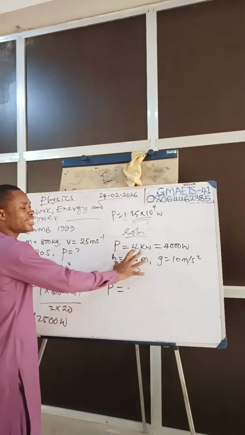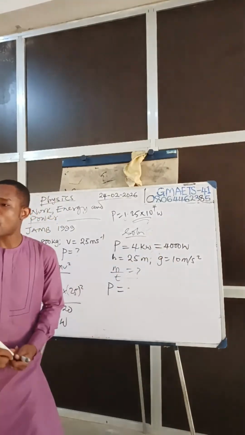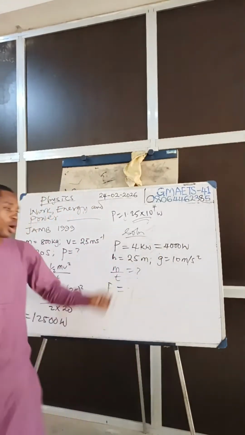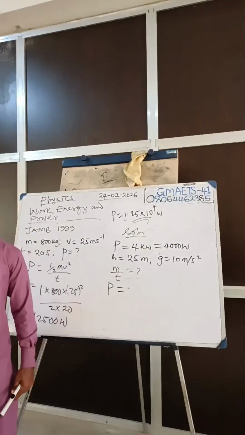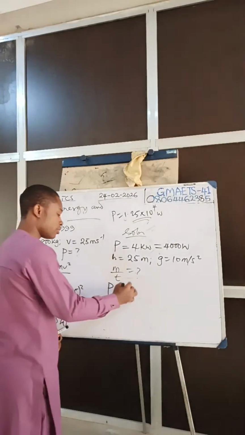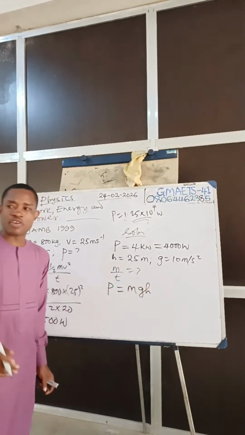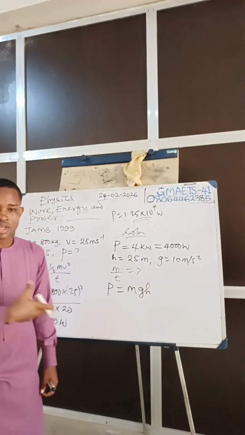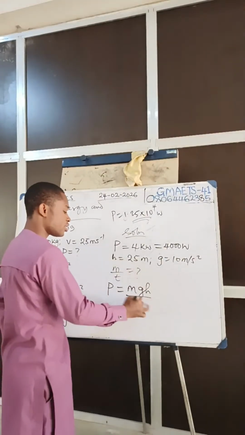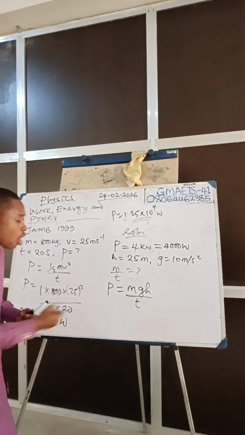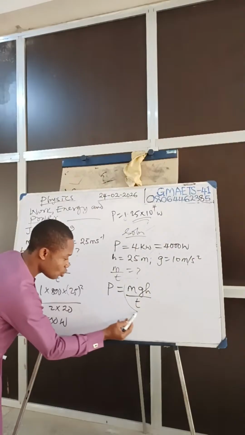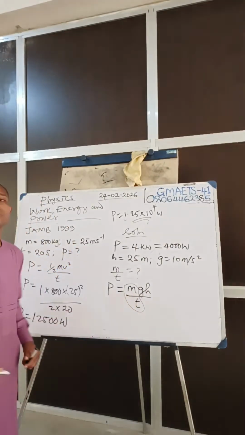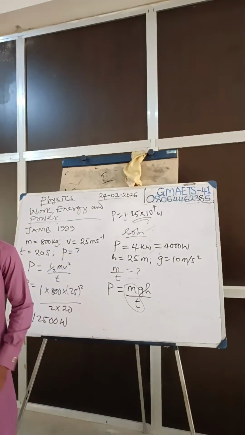Now, if you look at the data given to us, since power is work over time, energy over time, which work or energy formula are you going to use here? MGH over time. Remember when I made reference to your overhead tank at home when I was teaching you this? That's just a classical case of it. So P equals MGH over T. Now we are looking for M over T. Can you not make M over T the subject of the formula?